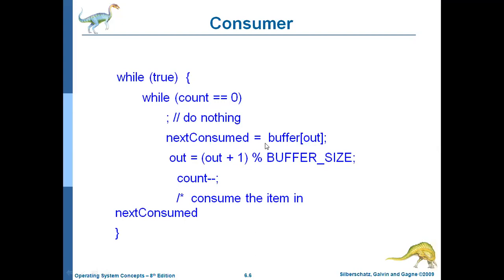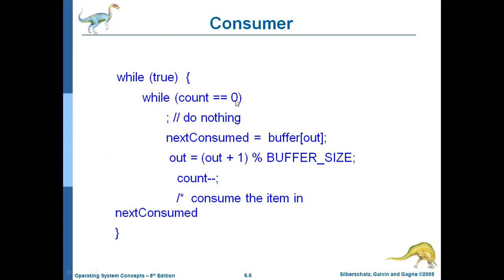Next consumed equal to buffer of out. Buffer of out means buffer of 0, so we take one item from the buffer. Then out equal to out plus 1, so 0 plus 1 modulo 5. 1 modulo 5 means 1, so out value is 1. Then count minus minus, which means 4. Again you move to the next iteration.